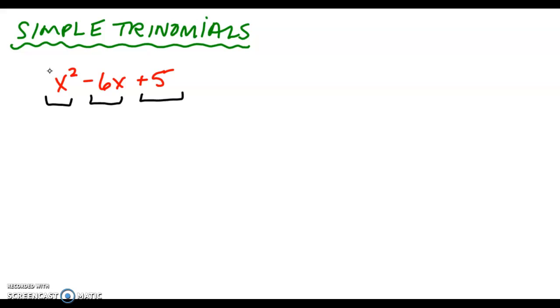I'm not saying that there is no number. I'm saying there's no number written, because if there's no number written, we assume or we know that there's actually a 1. So this is a simple trinomial, and now we're going to factor it. So how we do that is using one of 3 methods.